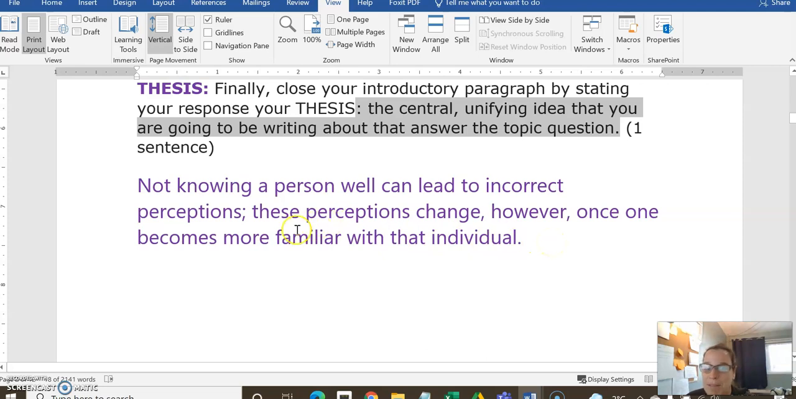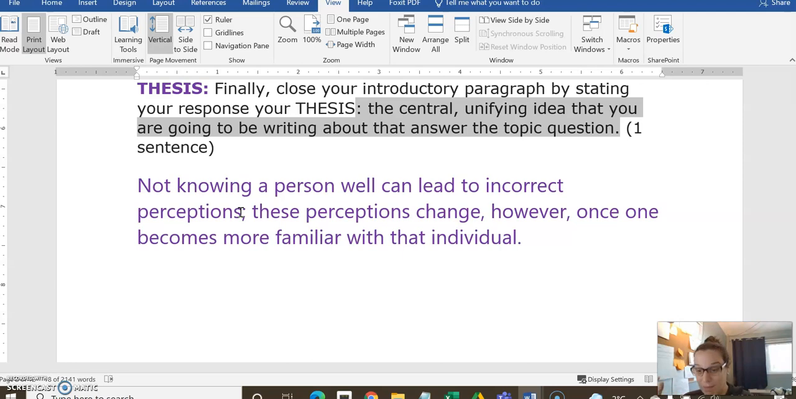So sometimes people might have stopped right at the end of this, but we always want to make sure we have an outcome. Okay, if that can lead to incorrect perceptions, what is the result of that? And so this person is saying, well, actually, if you give someone time, these perceptions can change. That is the result. So make sure you go back and have a look at those do's and don'ts for thesis statements in previous units.